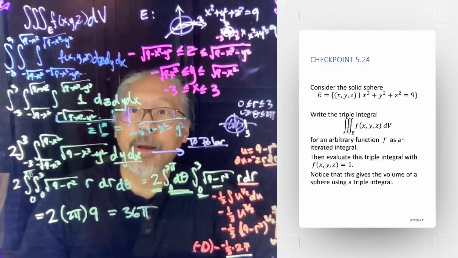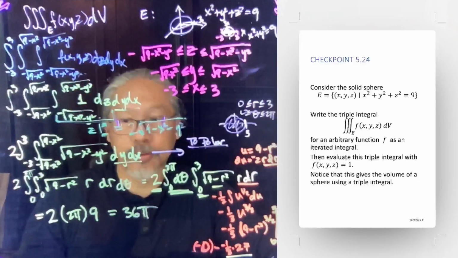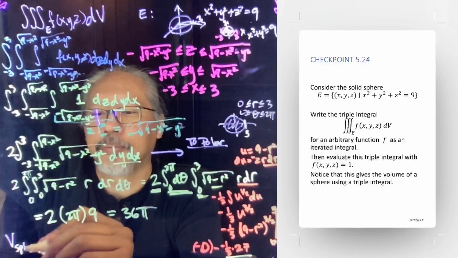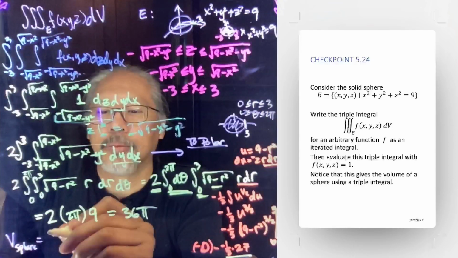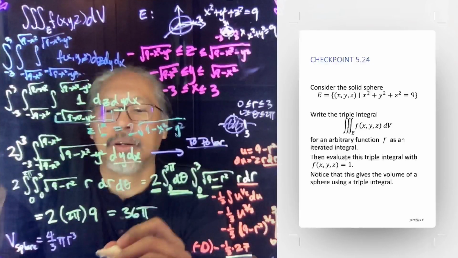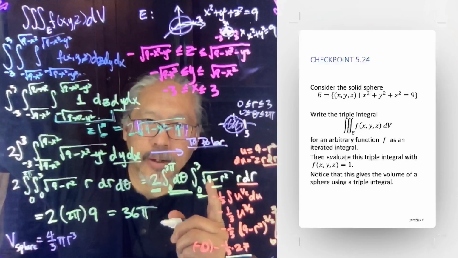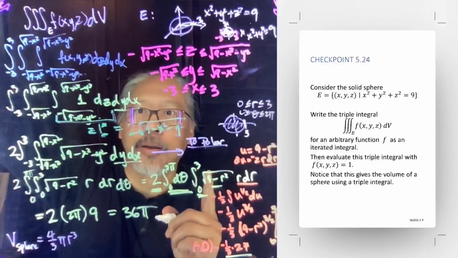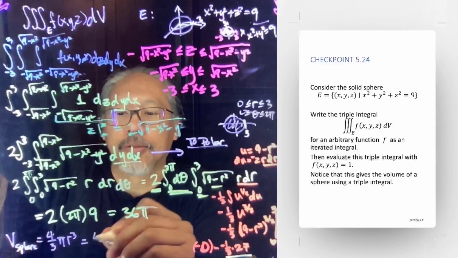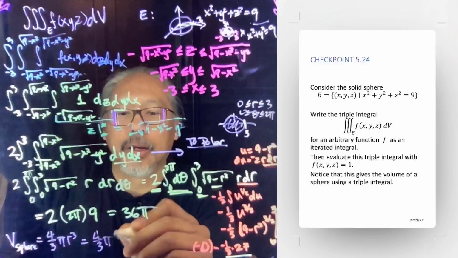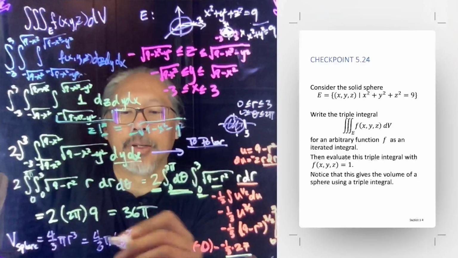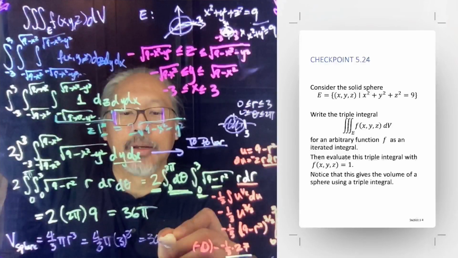But let's compare it to the volume of a sphere. If you remember the volume of a sphere formula, this is going to be 4/3 pi r cubed, and with a radius of 3, we're going to get in this particular case 4/3 pi times 3 cubed, and one of the cubes would cancel. This would just be 9, so this is 36 pi again.